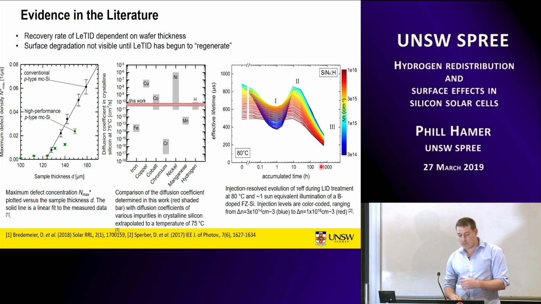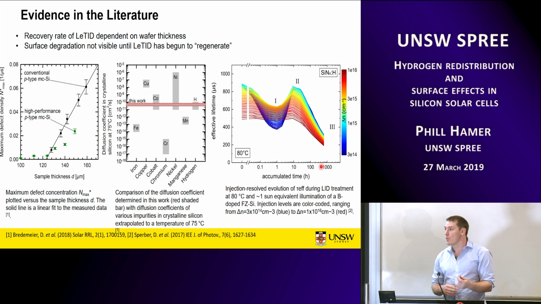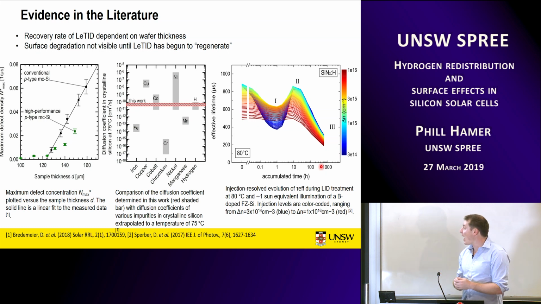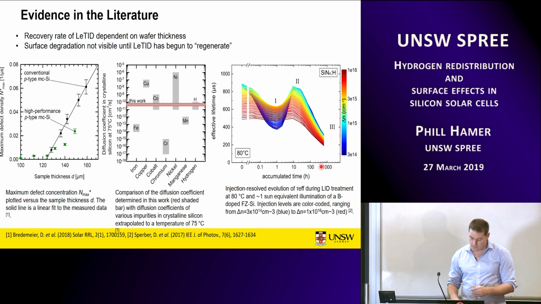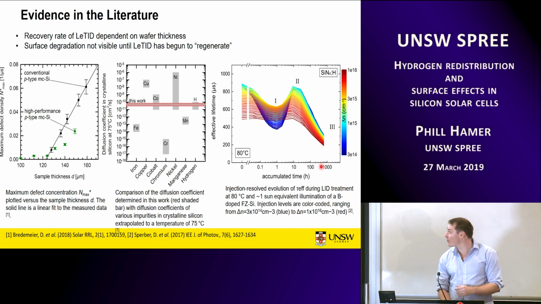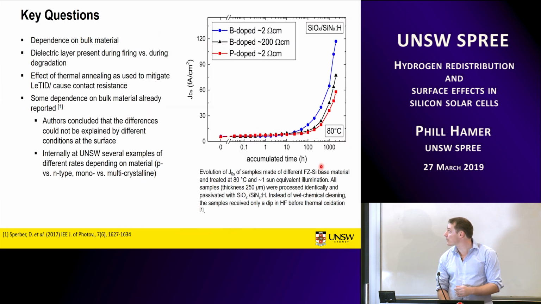In the literature, it's already been shown that the recovery of LeTID depends on wafer thickness, which the authors of that study interpreted as either metals moving to the surface or hydrogen moving to the surface from the bulk. It fits with hydrogen moving from the bulk back out to the surface, but you could fit it with any of those effects. And as I mentioned, we only see the surface degradation when the bulk starts to recover. So it does fit at least some of the known behaviours of both LeTID and surface degradation. Of course, it's very high level and we need a lot more information, but that's the basics of it.